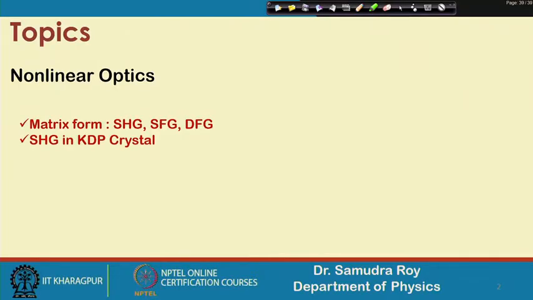In order to understand the second harmonic in the crystal, first we need to know what is the matrix form for second harmonic, and then sum frequency generation and difference frequency generation, and then we will study the second harmonic generation in a specific crystal. We use a KDP crystal here, which is a very well known crystal to generate second harmonic. So, let us start with the matrix form.